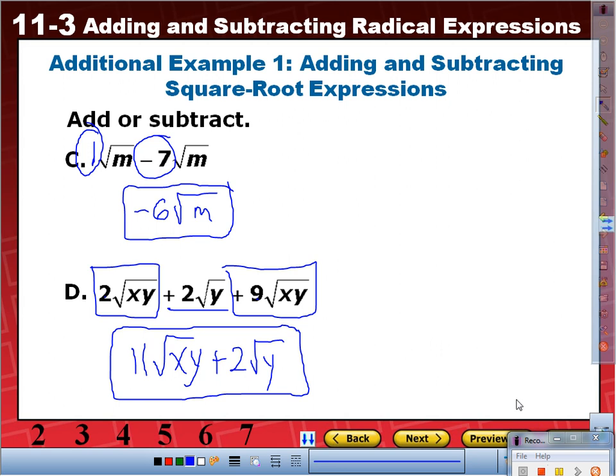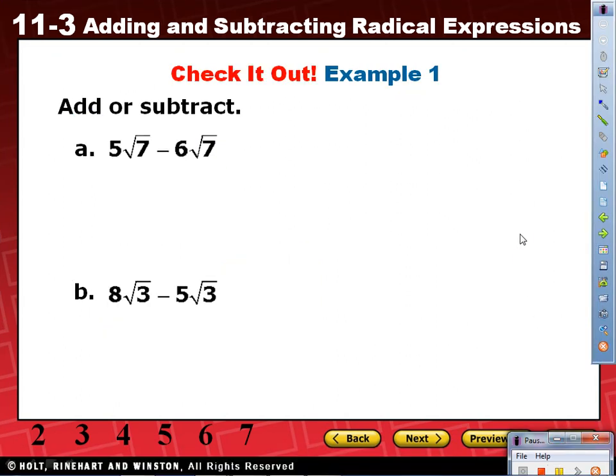Okay. Copy these, please. See if you can do those by yourself. You have 40 seconds. Go. Example 1, lowercase A is 5 square root 7 minus 6 square root 7. And this one is 8 square root 3 minus 5 square root 3. Copy those and work on those.